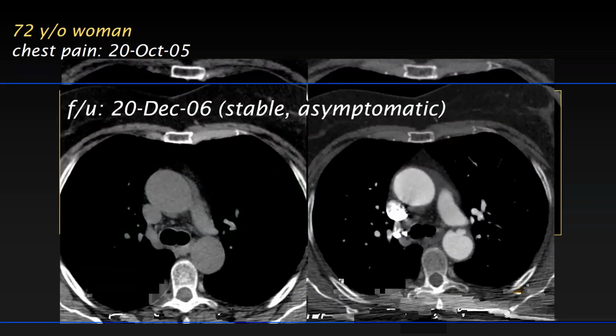And now we have 2 months later, and now you see this lesion here. Now again, let me ask you, if you only see these images, what does this patient have?